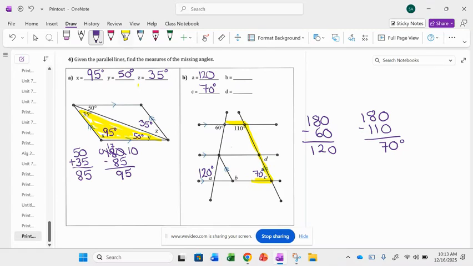So for 120, I traced the A. And then I'm like, okay, well, is there any angle that has a number that I can connect with the A? And the only angle that has a number that I can connect with is the 60. So when I trace the 60 and I trace the A and connect them, I made a C. And the angles in the C have to add up to 180.